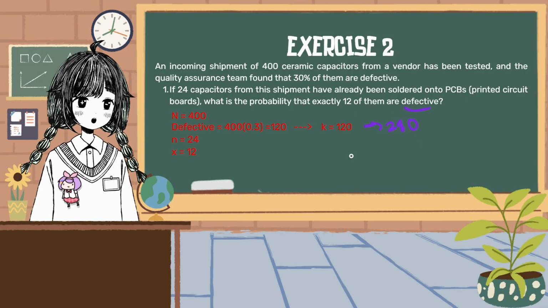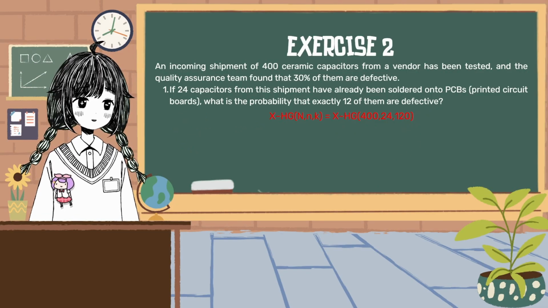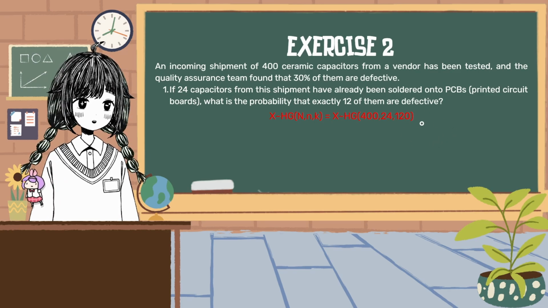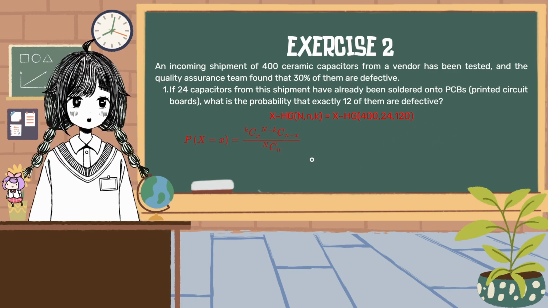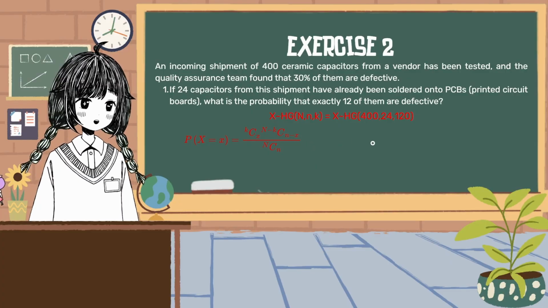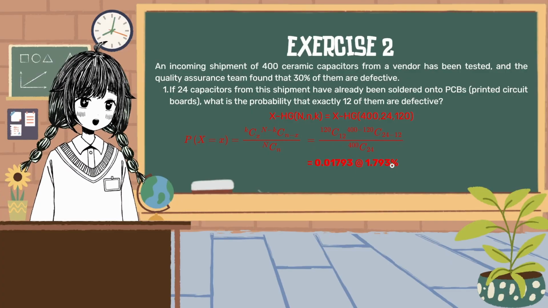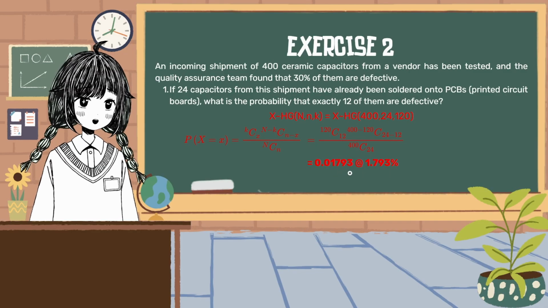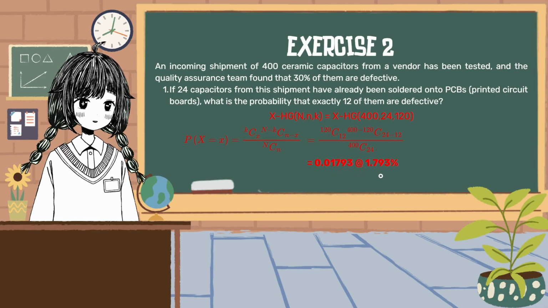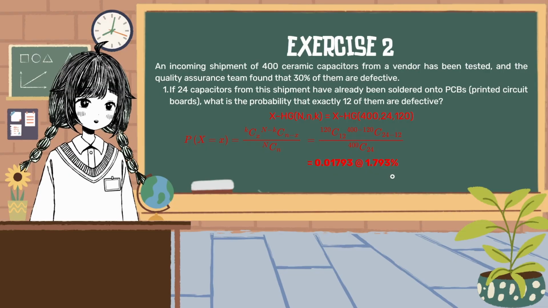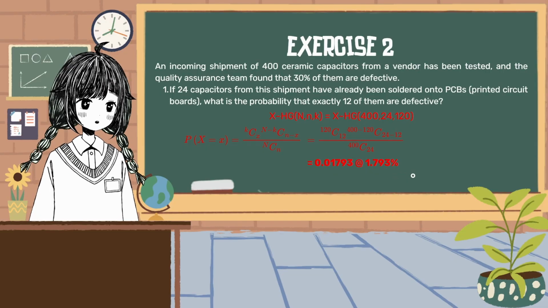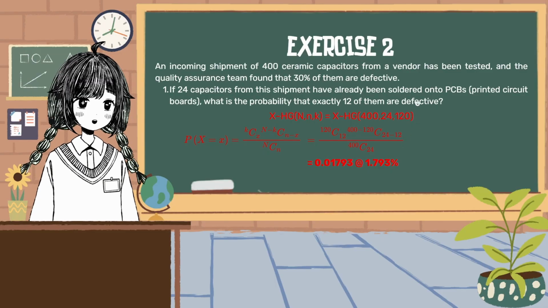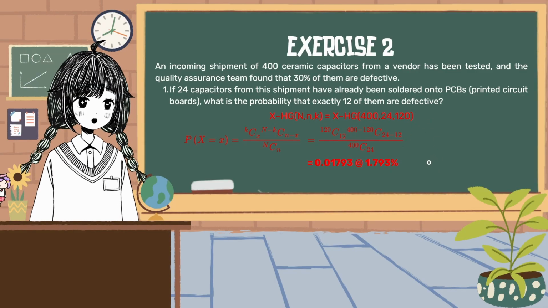Now we have all the information. So on random variable of hypergeometric, this is it. Using the probability function equation, insert the numbers, and the final answer is 0.01793 or 1.793%. So there's a 1.793% chance that 12 capacitors out of 24 can become defective.